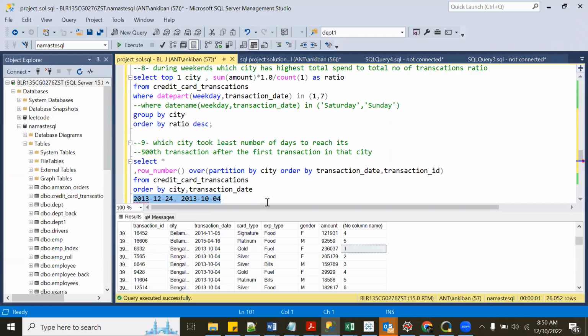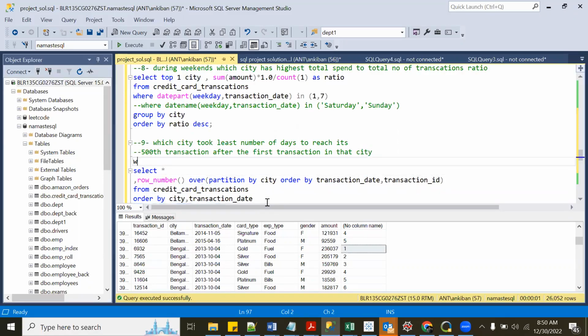500 transaction. Now this difference we have to find for each city, and then we have to identify which city took the least number of days. Got it, right? Okay, great. So finally, we can do date diff, right? Exactly. But we have to get those in the same row. We have to find it with a CTE.